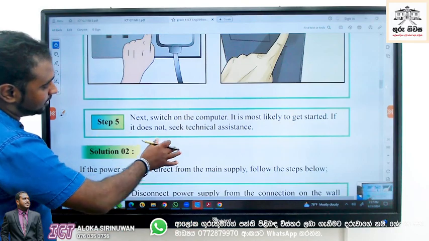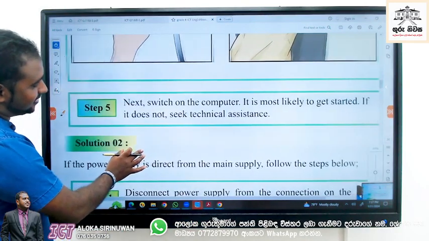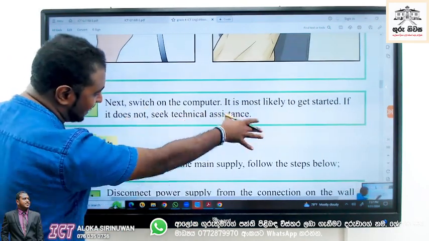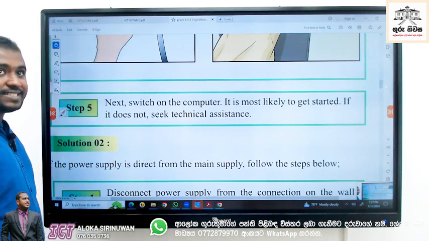Okay, what is step number 5? If it does, seek technical assistance. Okay, what is seek?